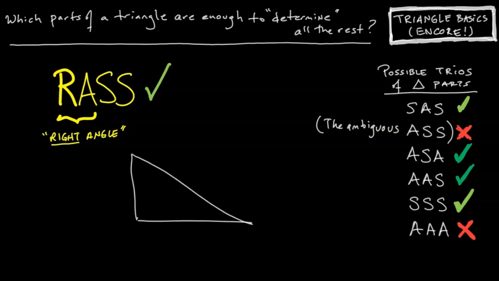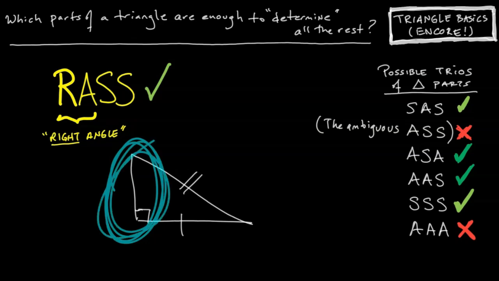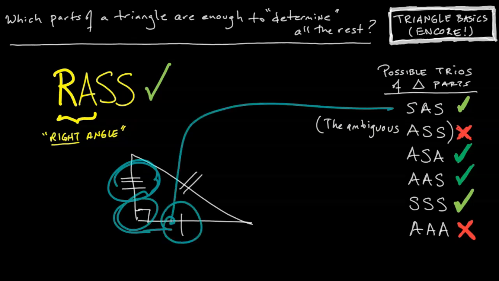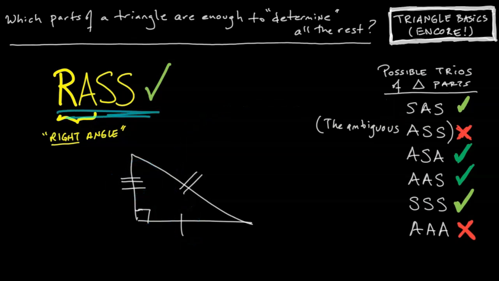Suppose we have a right triangle, right? Because we've got a right angle in it. So we have our right angle, and then we have two sides. Well, if I have two sides of a right triangle, Pythagoras immediately tells us what the third side is. So we get the third side for free, thanks to the Pythagorean Theorem. And that means that if we have right angle side side, then we also have side angle side. And that is the first and most obvious determining trio. So yes, RASS does the job very nicely, and recognizing that sometimes comes in handy.